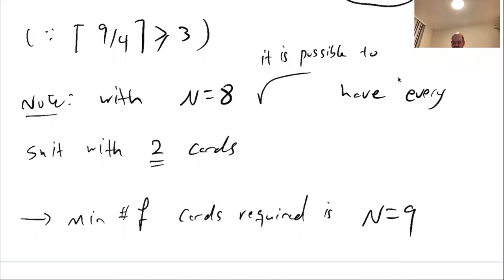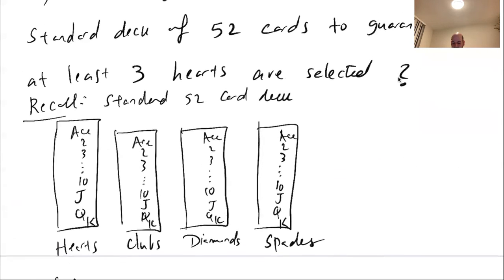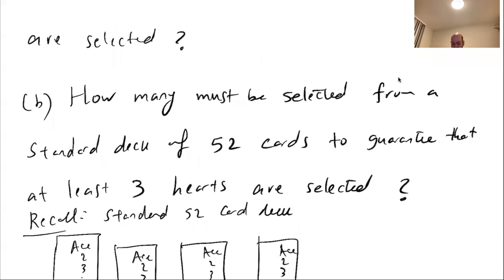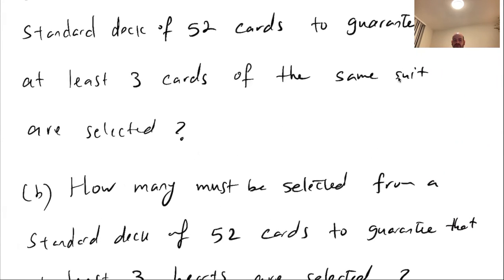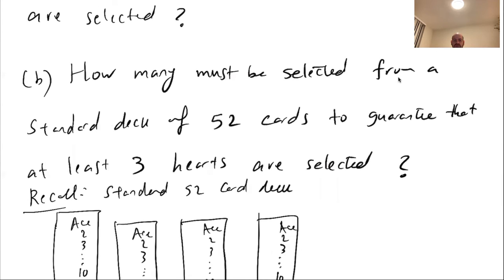Okay, what is the difference between part B and part A? Part B is asking about having at least 3 cards being hearts. Part A was saying at least 3 cards having the same suit. So the same suit could be anything. We could have all 3 of them being hearts, or all 3 of them being clubs, and so on. Any of those cases would be acceptable. But in part B, we're requiring 3 cards all being hearts.